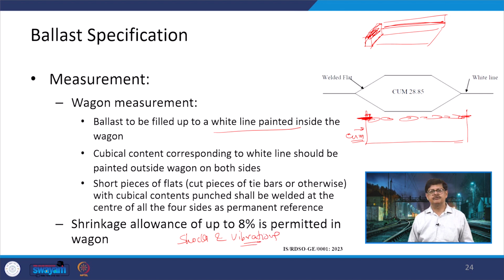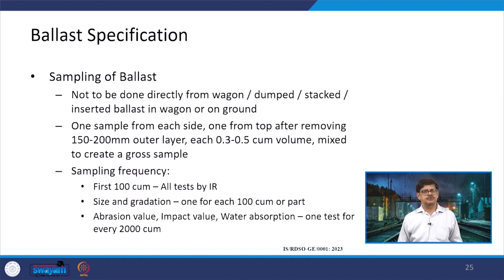So, due to shocks and vibrations there will be a problem, and that is why we need to take this allowance of 8%. Now, coming to the sampling of the ballast. It is not to be done directly from a wagon or from dumped or stacked ballast, or ballast inserted in a wagon or on the ground. One sample from each side, one from the top. Now, because you have done the stacking, it has been put on the ground, it has been in the wagon.